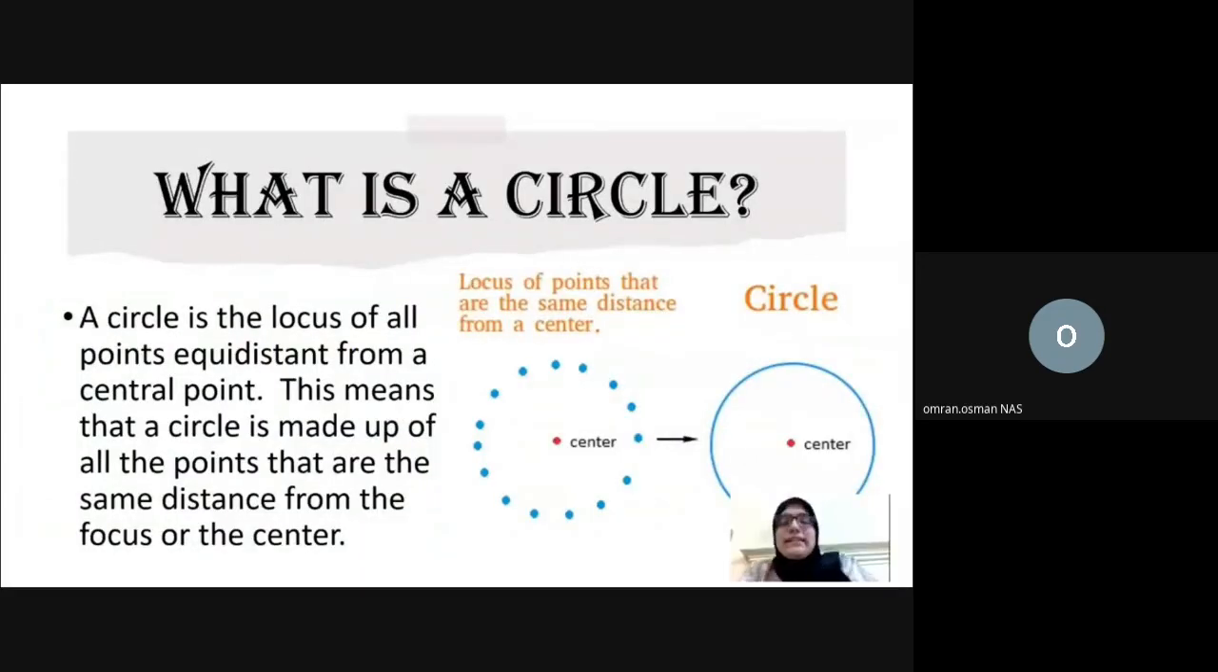What is a circle? A circle is the locus of all points equidistant from a central point. This means that a circle is made up of all the points that are the same distance from the focus or the center. The distance from the side of a circle to the center is called the radius, and the line from one side to another passing through the center is called the diameter.